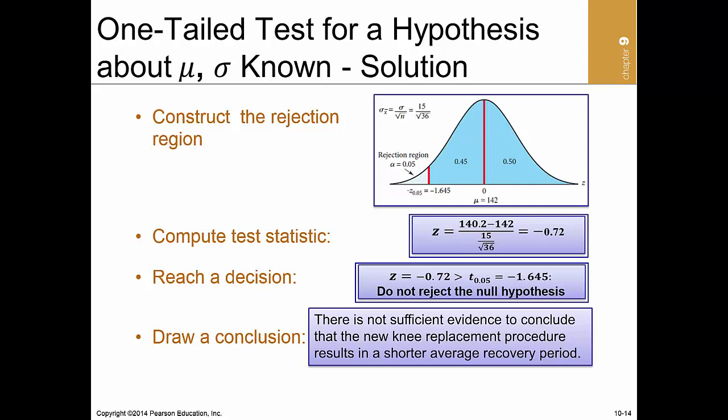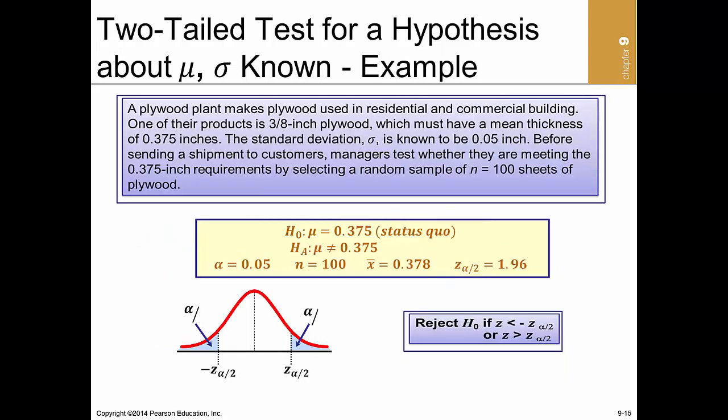Here's another example. Here we're producing plywood with a mean thickness of 3/8 inch with a standard deviation of 0.05 inch. Managers want to know whether they're meeting the requirements of that thickness, and they selected a sample of 100 sheets of plywood. Here we have a two-tailed test, so we can either be too thick or too thin on the plywood. And so mu, for the null hypothesis, will equal 0.375. That is our status quo.